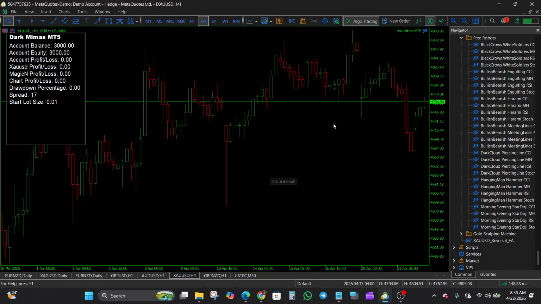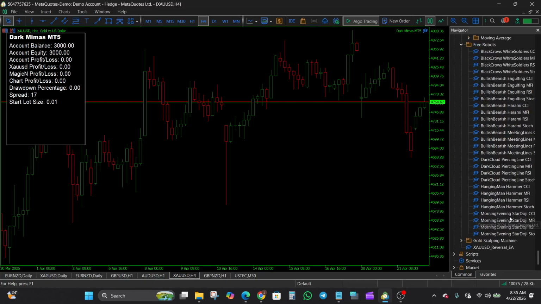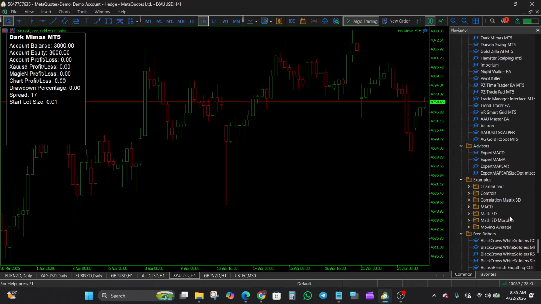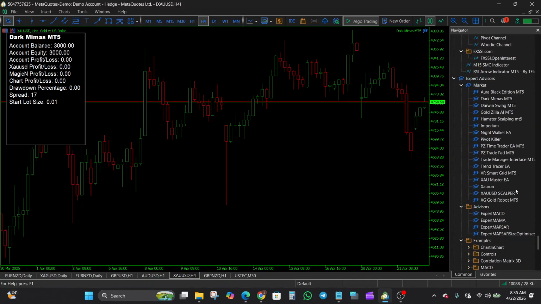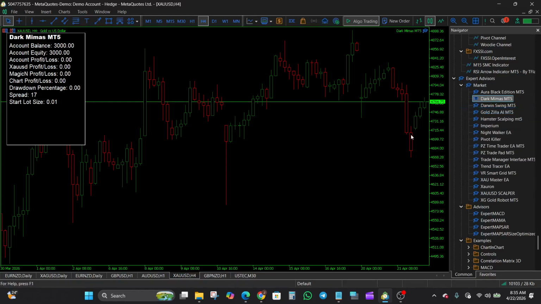Okay, so this is the EA being applied to a live chart, but let's also quickly backtest the EA. All right, just going to right click and click on test.